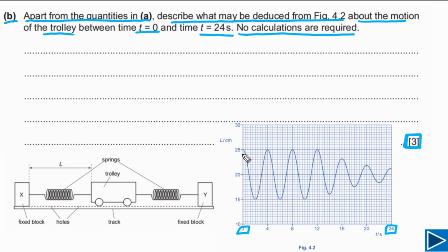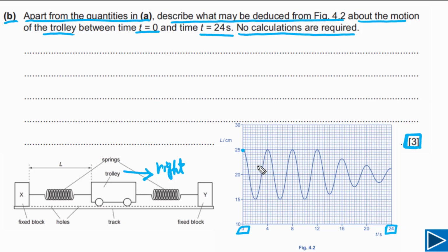So first of all, let's start from here. You can see that the displacement is positive, and by convention we take to the right as positive. You see L is increasing and this is positive. It means the trolley is pulled to the right. So for the first point we can say the trolley is initially pulled to the right. This is one point we can write down.